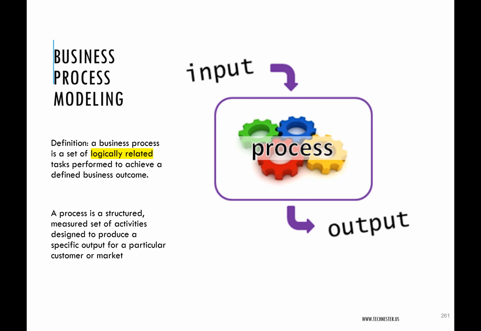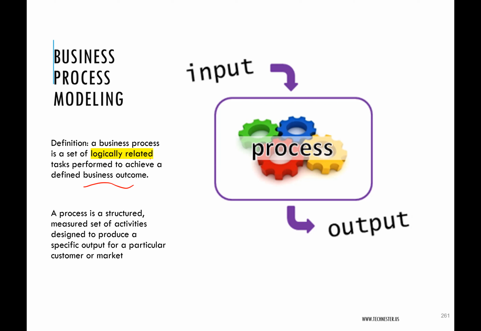So let's look at what business process modeling is. Business process modeling, number one, is one of the most popular modeling techniques you will find for organizations that use modeling. Well, first, what is a business process? A business process is a set of logically related tasks performed to achieve a defined business outcome.